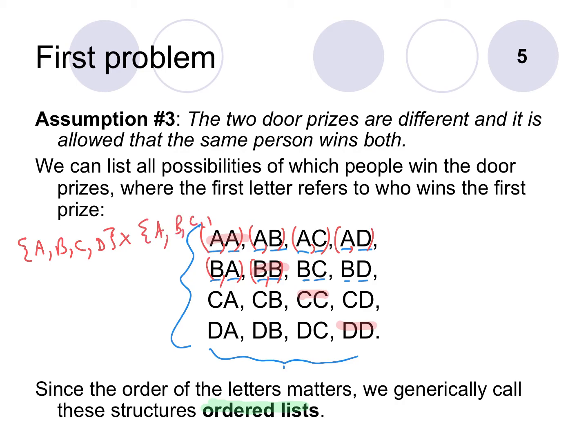And we learned in our unit on sets that the size of a Cartesian product is just the size of the first set times the size of the second set. So the fact that there are 16 things in here is not surprising at all. It's because we have a 4-element set crossed with a 4-element set.